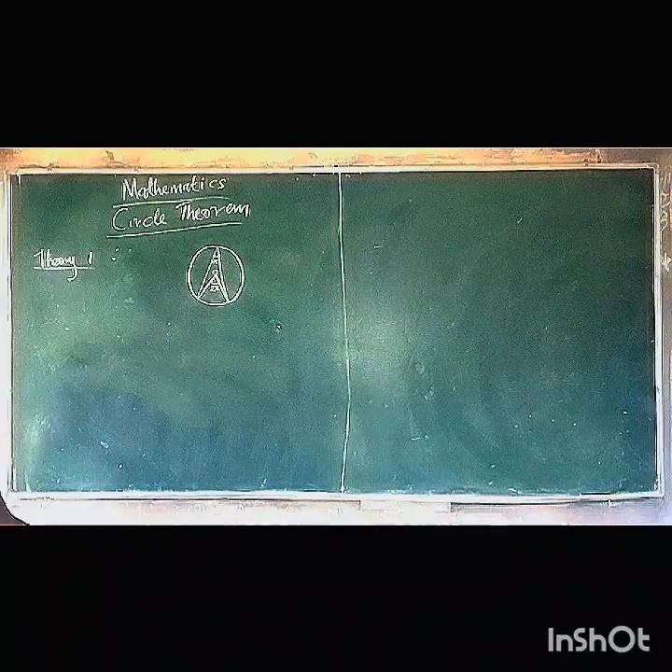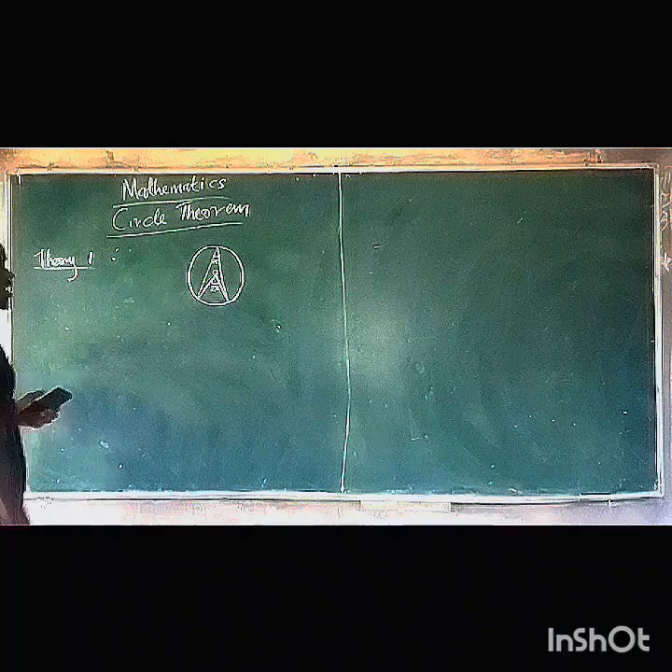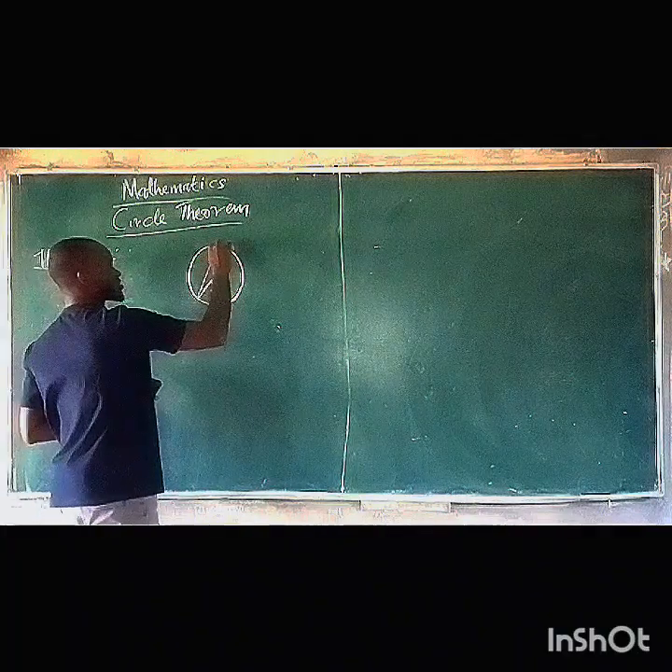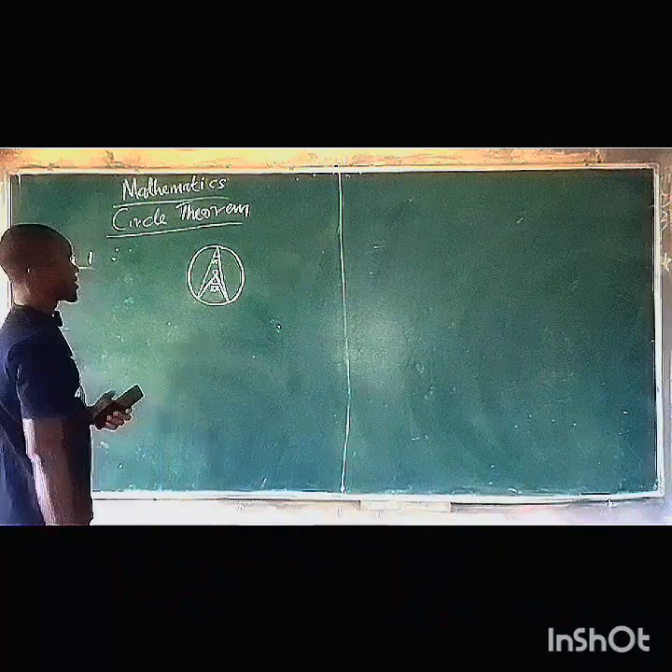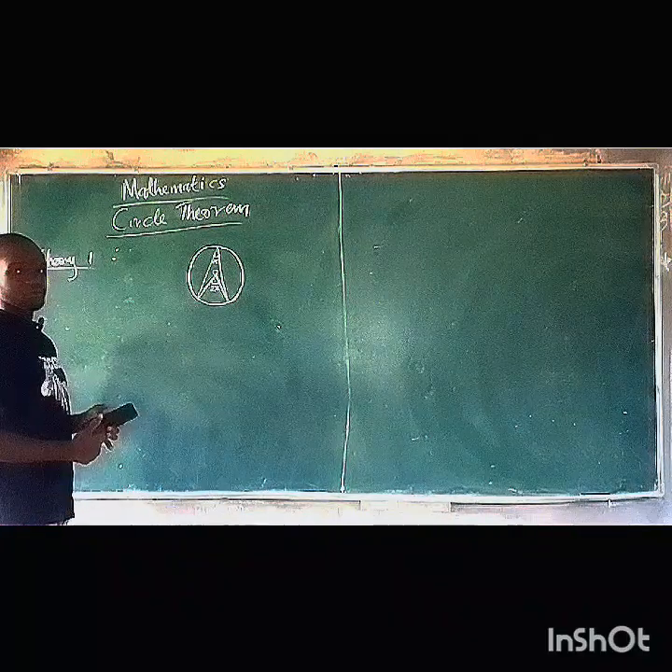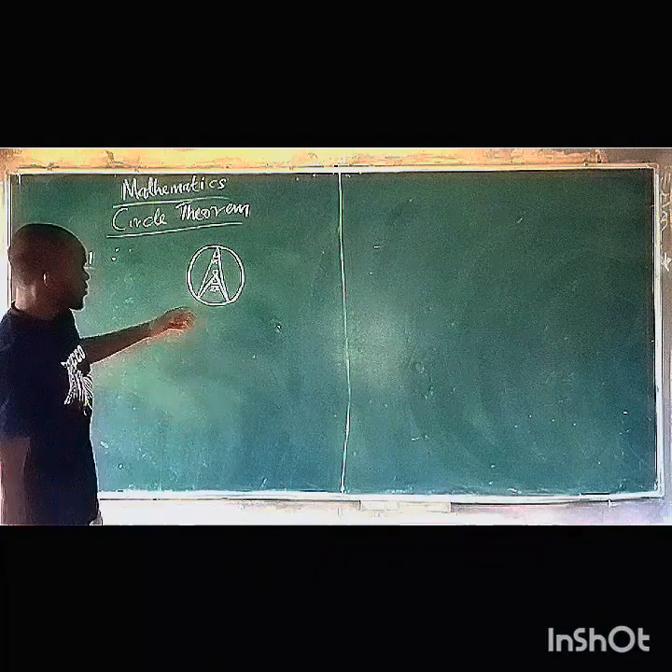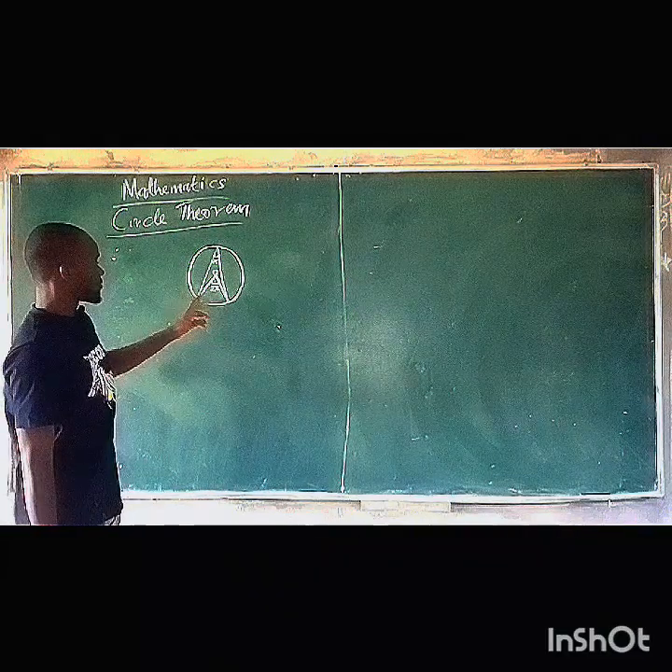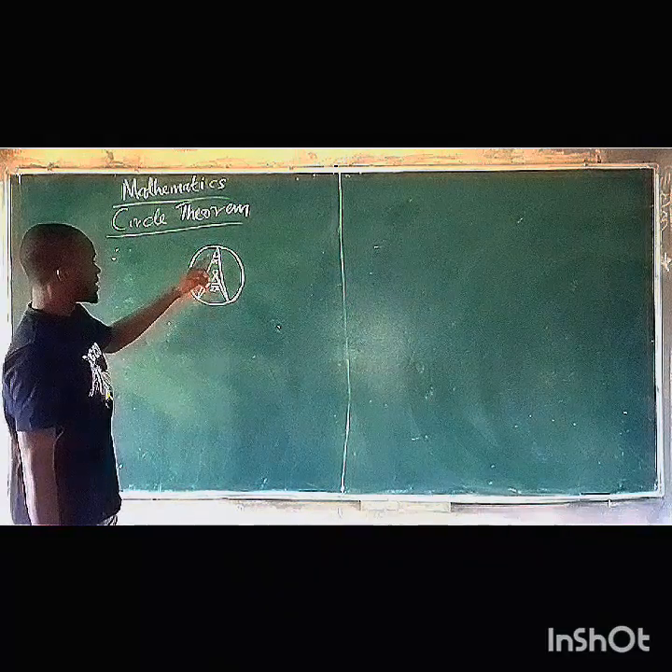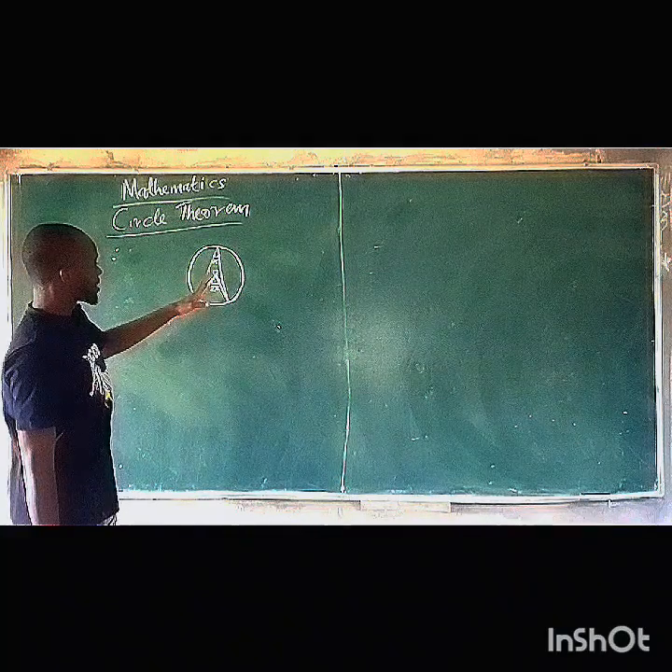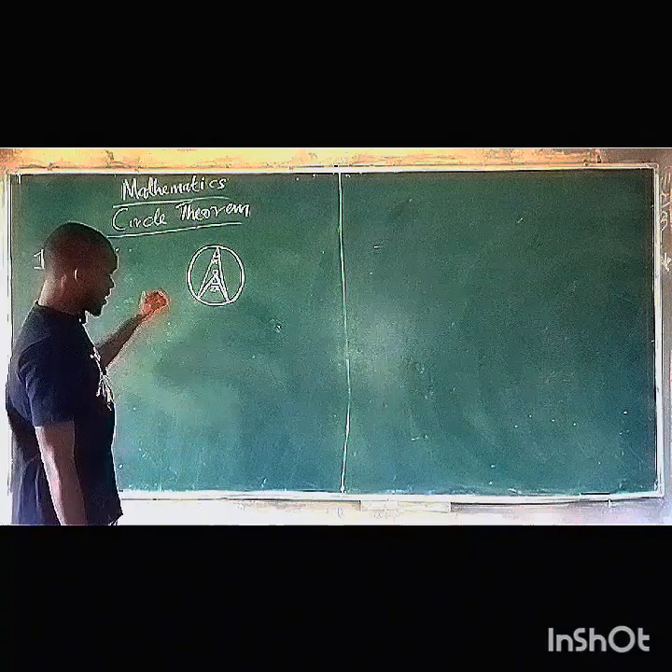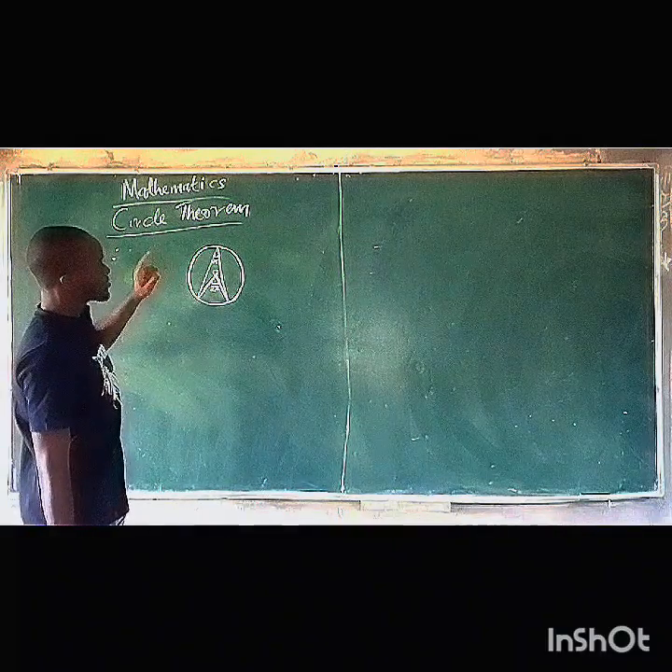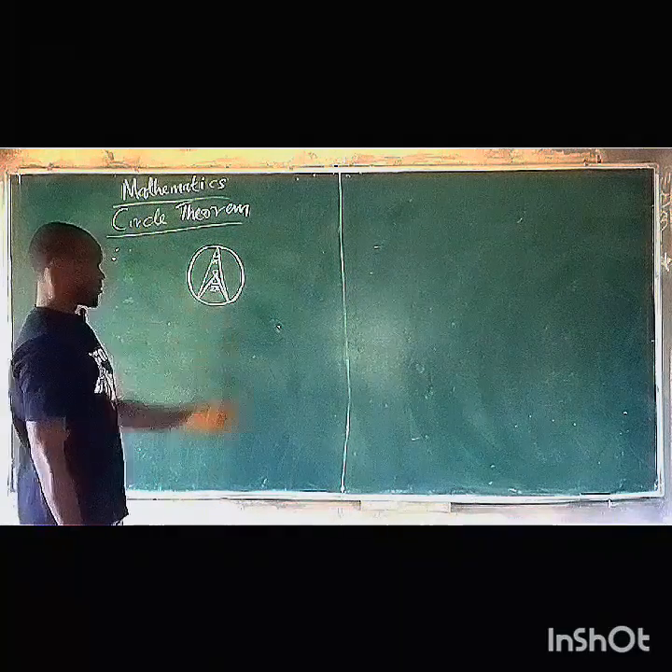Now, what does this mean? The first theorem says that the angle subtended at the center of the circle is twice the angle subtended at the circumference. That means that when an angle is formed from the same segment and subtended at the center and at the circumference, the angle subtended at the center of the circle is greater than the angle subtended at the circumference by a factor of 2.